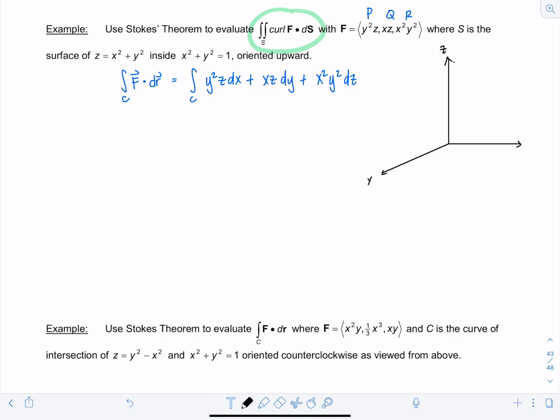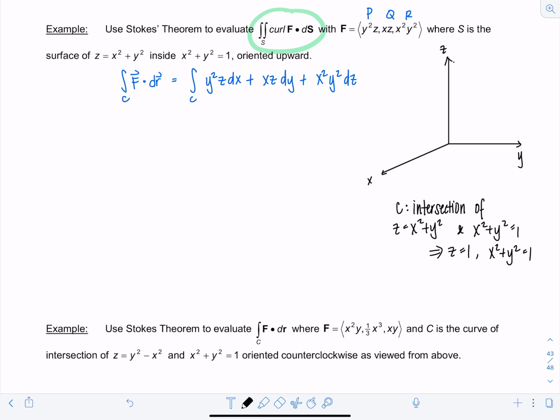Let's go ahead and find their intersection first before we do that. So C is going to be my curve of intersection that's bounding the surface. Intersection of z equals x squared plus y squared and x squared plus y squared equals 1. Well, this doesn't take much solving, right? It just happens when z equals 1 along the unit circle. So let me draw it out.